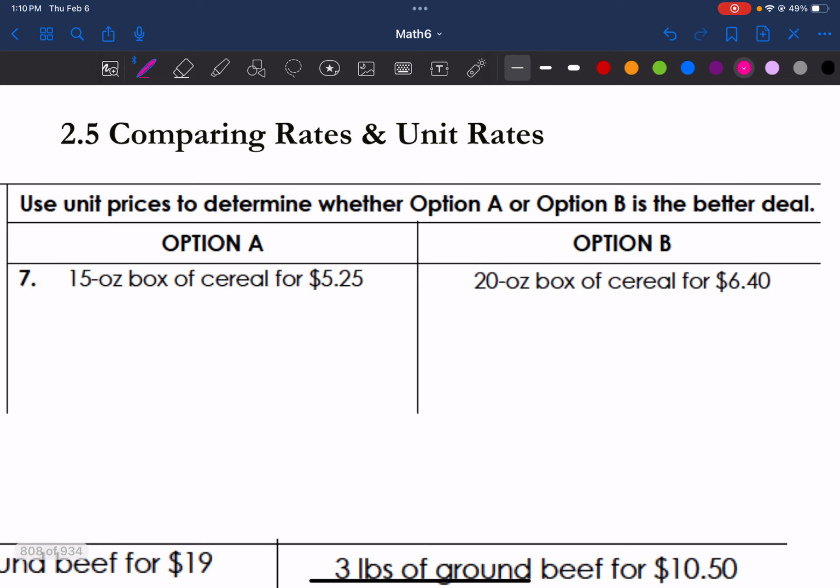It says that option A gives you that you can buy a 15-ounce box of cereal for $5.25, or a 20-ounce box of cereal at option B for $6.40. Again, remember, money goes on top, so that means our ounces are going to go on the bottom. Go ahead and set this up and see what you get this to so that we can compare our unit rates. Pause the video here.